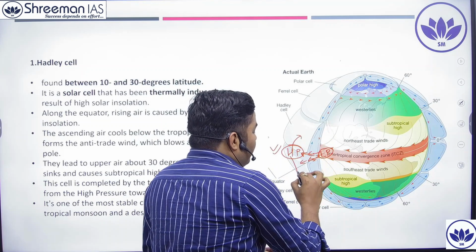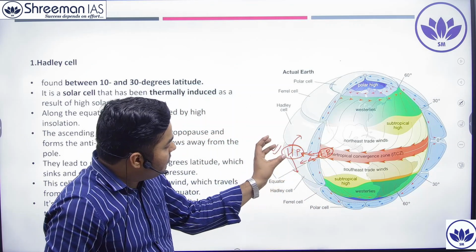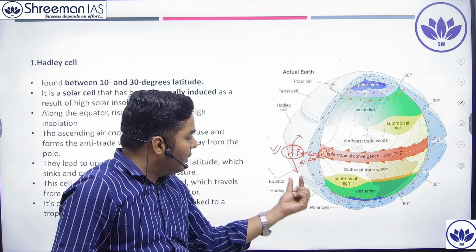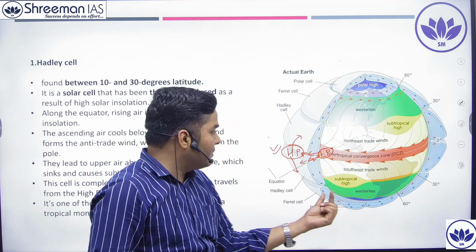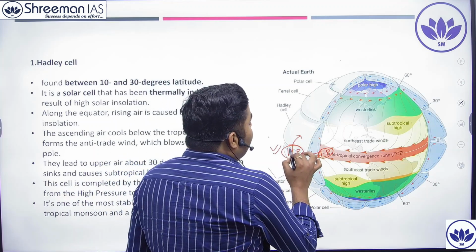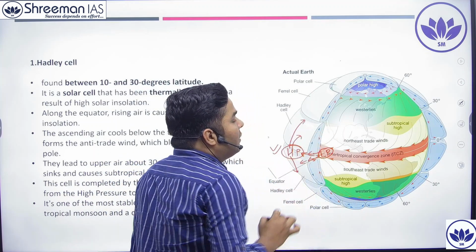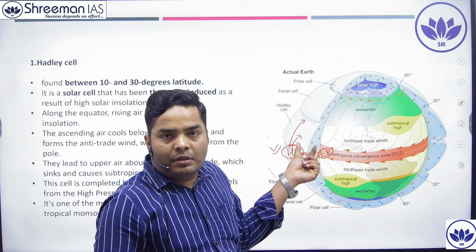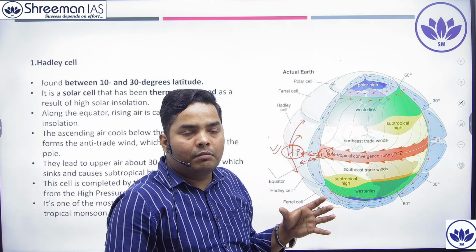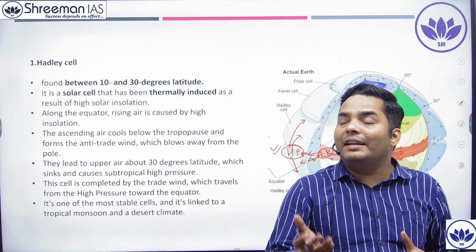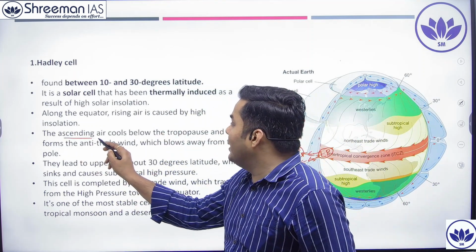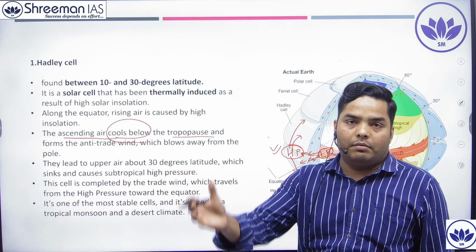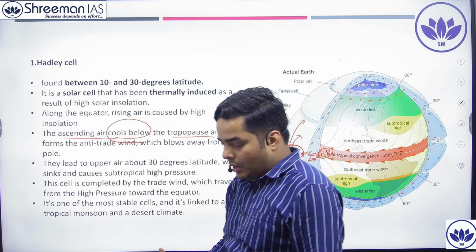When this high pressure is formed, some anticyclonic condition is formed, which means some air will move toward the north pole and south pole simultaneously, and as it moves along the tropopause, the temperature of the air mass will decline. Also, the ascending air cools below the tropopause temperature.